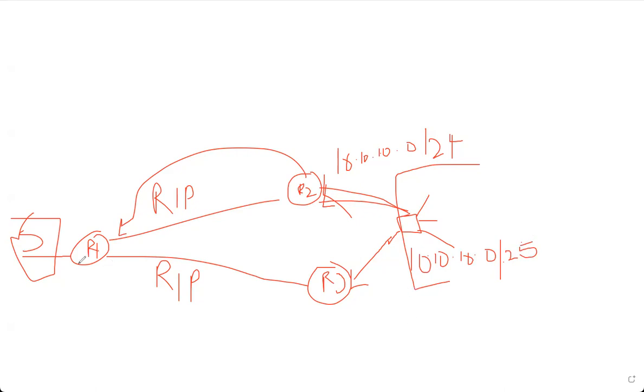So in this case, for R1 to go to 10.10.10.1, which route does it take, guys? So for R1 to go to 10.10.10.1, will it choose the R2 path or the R3 path? R3 path. Why? Because of /25. Why /25?